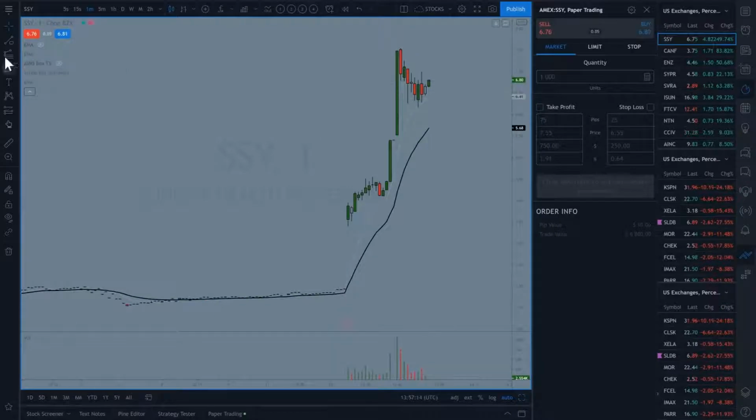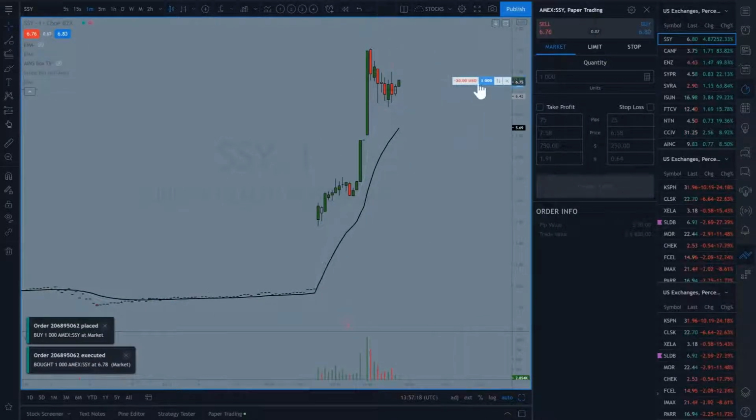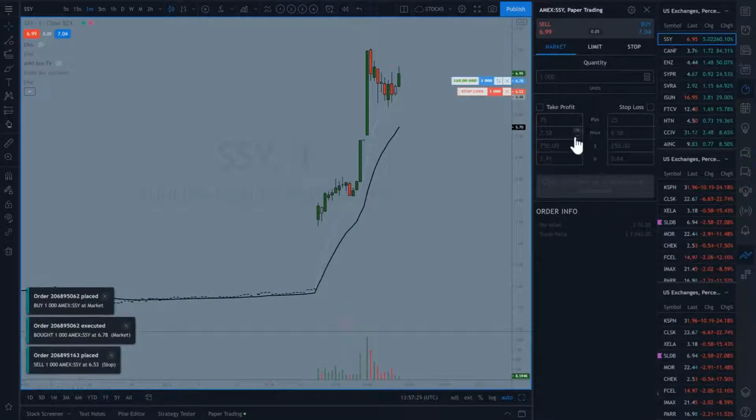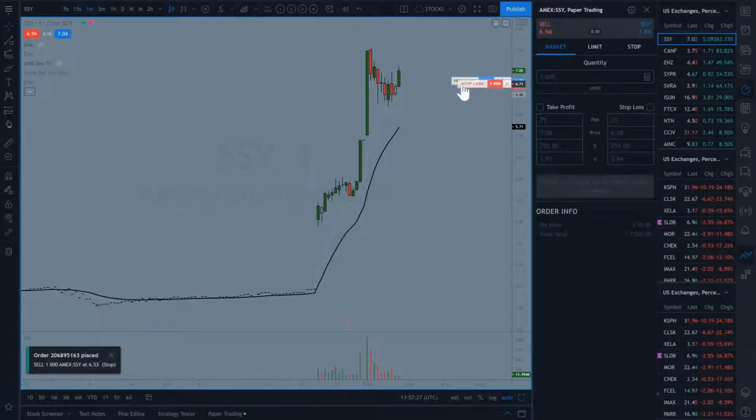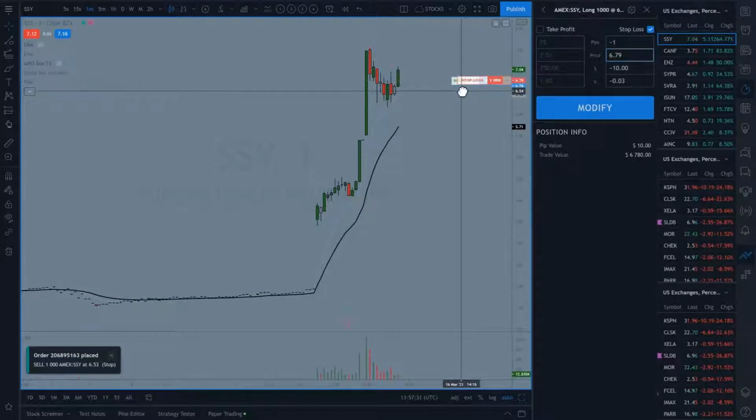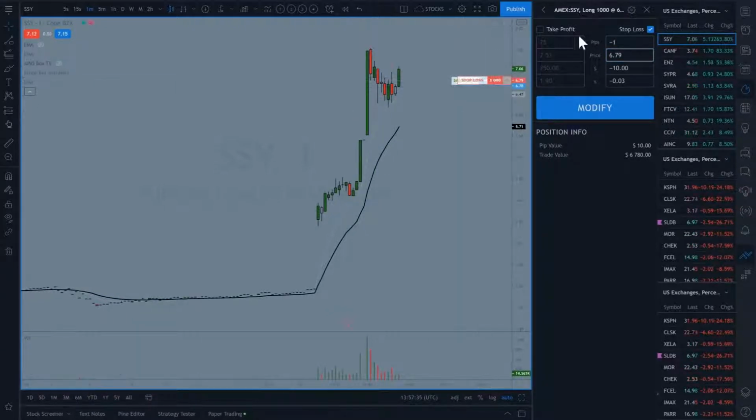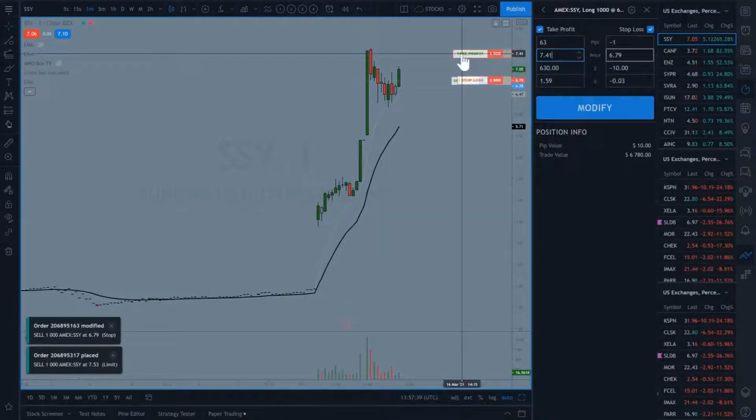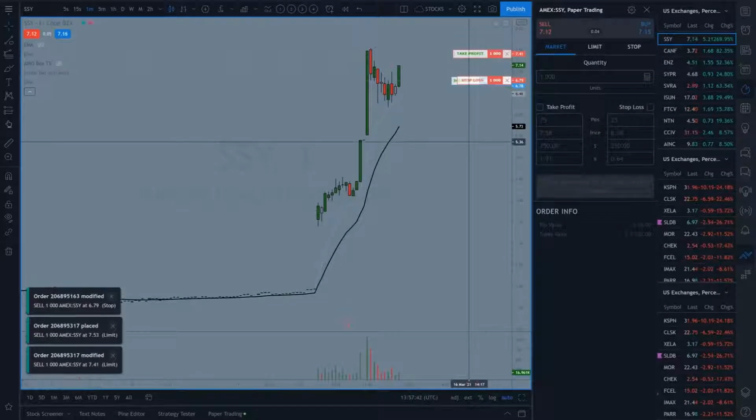So we have SSY, which can go again. Maybe stop loss here again. Actually, let it be here. Yeah, fine. Now you can have a take profit level. Let's say we put it there. It's a very, very simple way of trading it.